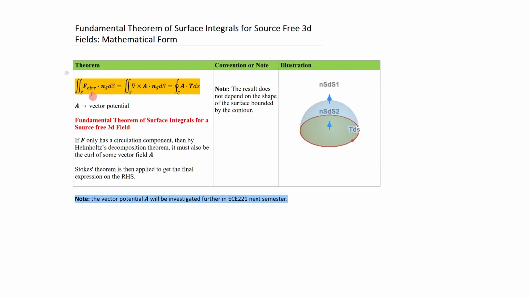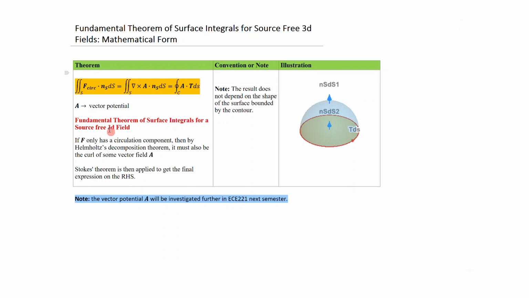So F circ is the curl of the vector A if we're dealing with a field which is source free. I can make this automatic substitution. However, this expression in this form can be converted into a closed contour line integral using Stokes' theorem. So from here to here is just applying Stokes' theorem, right? And so this is the fundamental theorem of surface integrals for a source-free 3D field.